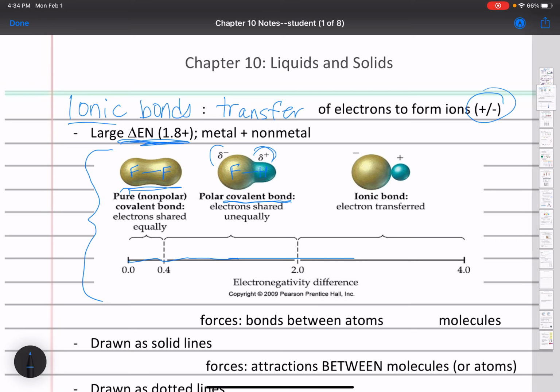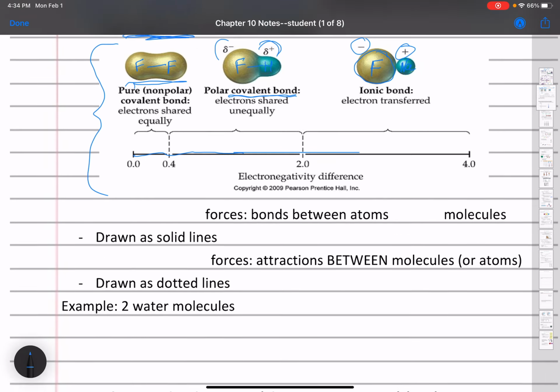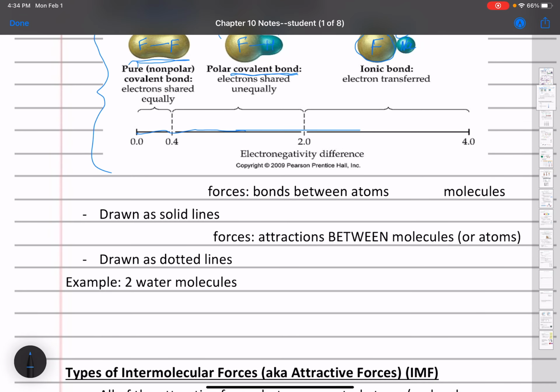And then as we move down this spectrum even more, as that electronegativity difference gets greater and greater, we get to a point where one atom has such a strong pull on electrons that it just rips the electrons away from the other one. So let's say this is fluorine and this is sodium. Metals have very low electronegativity values. So when sodium gets close to fluorine, fluorine just rips that electron right out, and then it has a full extra electron and a full negative charge, and the sodium is missing an electron, so it ends up with a positive charge.